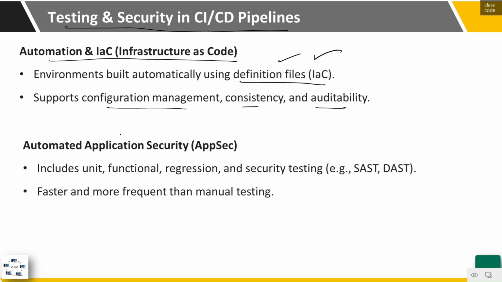Then we have automated application security, or AppSec. This includes unit, functional, regression, and security testing, for example, SAST and DAST. SAST is static application security testing and DAST is dynamic application security testing. Automated application security testing is faster and more frequent than manual testing.